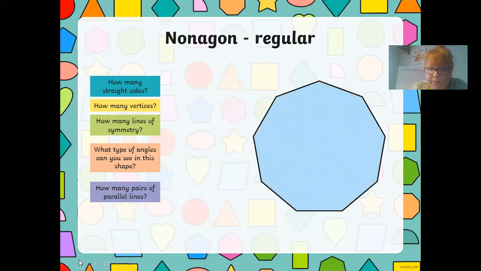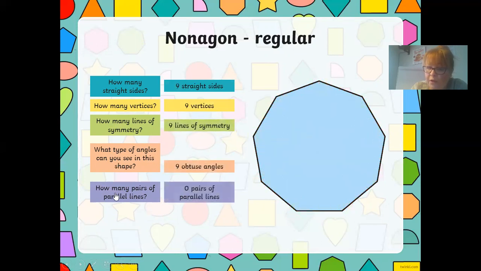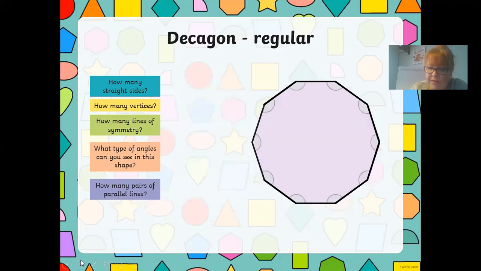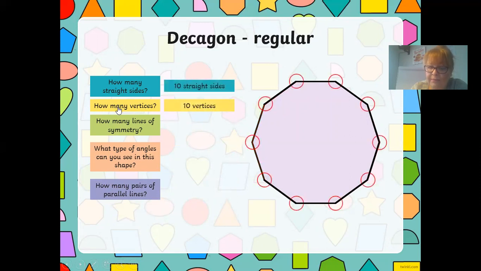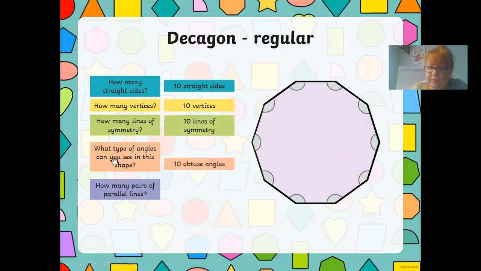Nonagon, so a 9-sided shape. So that helps us work out the rest. 9 obtuse angles, no parallel lines because they're not opposite. Decagon, 10, helps us work out the rest. Ten obtuse angles, 5 pairs of parallel lines. Okay, 10 sides, 5 pairs.